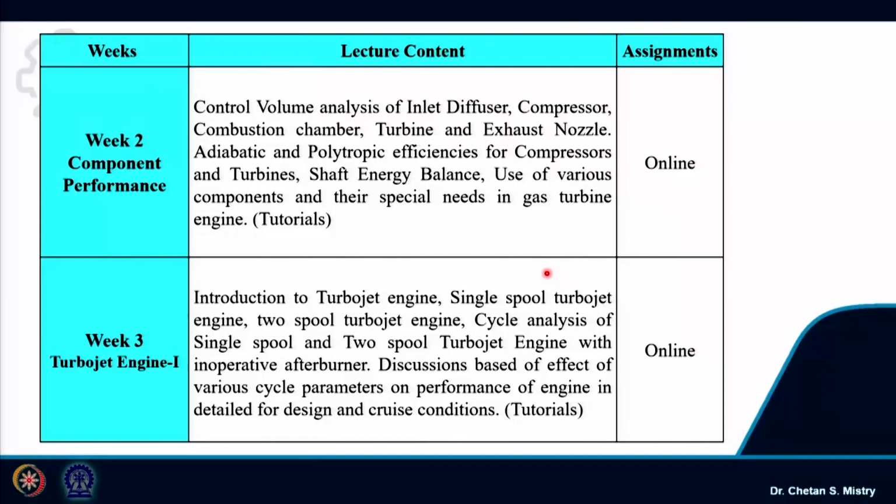So, we were discussing the performance of different gas turbine engine components. We have taken the control volume approach for our inlet, compressor, combustion chamber and turbine, as well as for the exhaust nozzle. We have gone through the discussion about the adiabatic efficiency and polytropic efficiency of both compressor and turbines. We were discussing the shaft energy balance, and the need for these components. Now, let us see how we use what we have learned for the past 2 weeks for our engines.